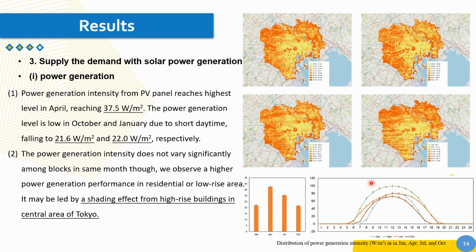And lastly, we are curious about how supply and demand work. So we first need to calculate and estimate the power generation from PV panels. These maps show the power generation intensity in each block. The power generation intensity for PV panels reaches its highest in April, and falls short in October and January. There is not a significant difference among the blocks because Tokyo is not that wide, but the intensity is higher in the low-rise residential areas, perhaps because of a shading effect from high-rise buildings in the central area of Tokyo, where the intensity is a little bit lower.